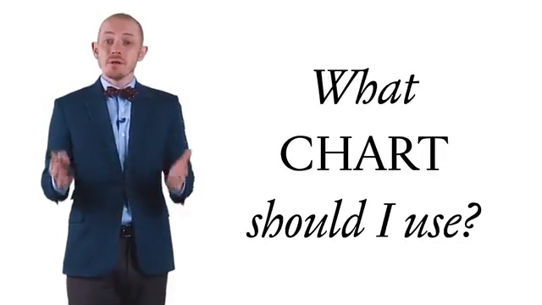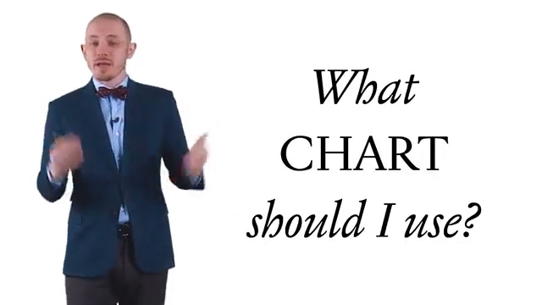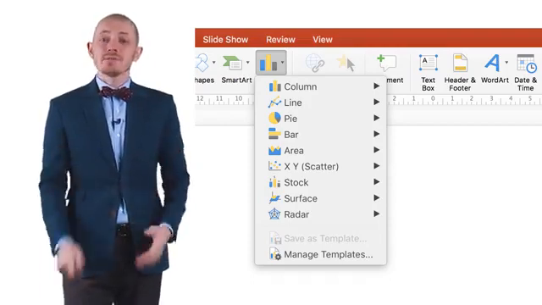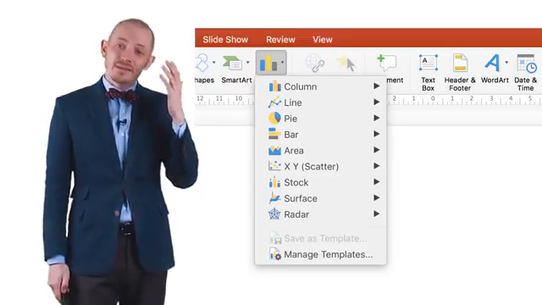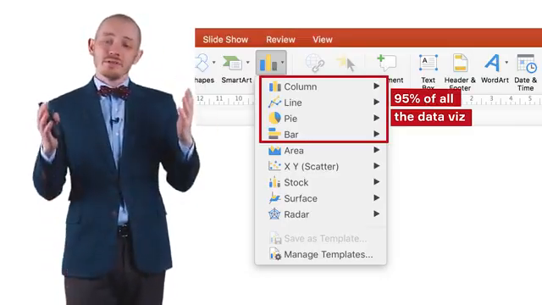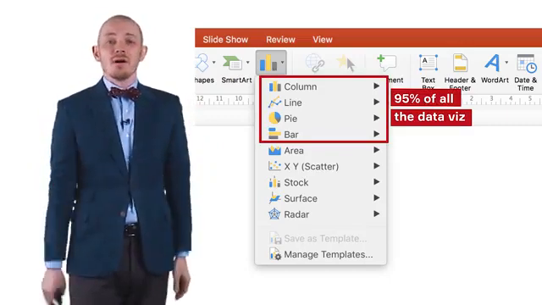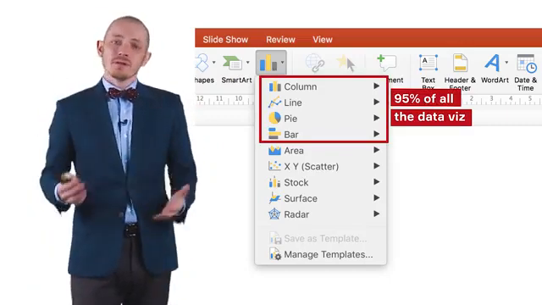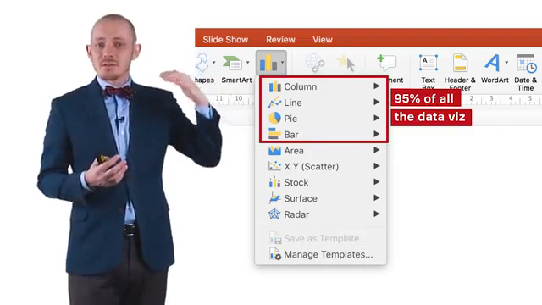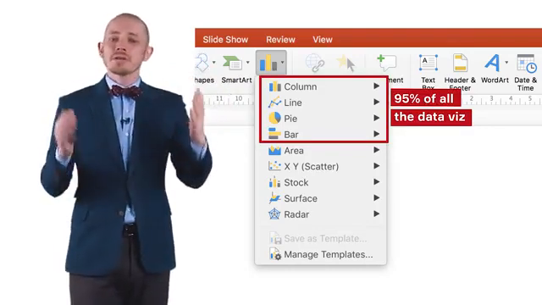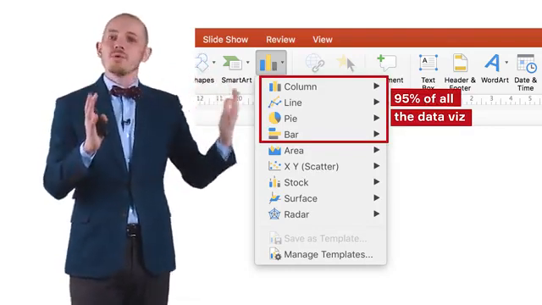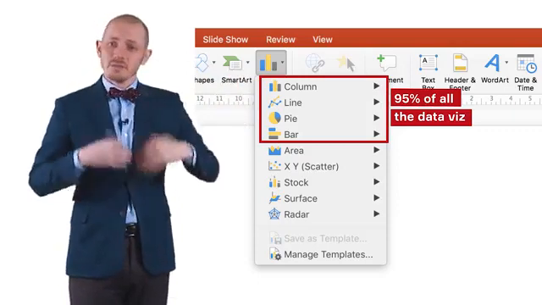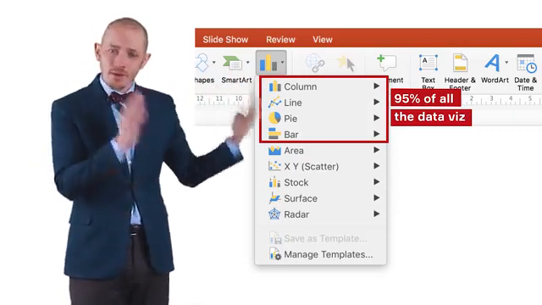Now, some people still ask me what chart should I use in this or that case, and the answer to this question is actually pretty simple. According to PowerPoint, there are 9 different kinds of charts, and 95% of all the visualization in business are those top 4 kinds of charts. I mean, the rest are still legitimate kinds of charts, but they work in very narrow contexts, and I invite you to think 3 times before using them.